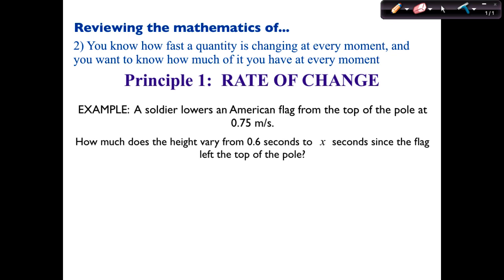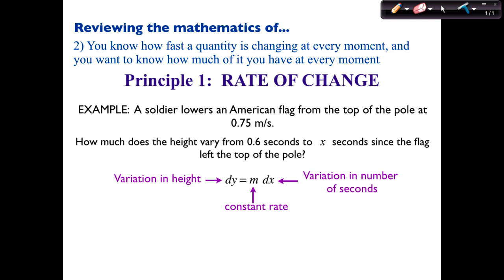Right, it's the variation from 0.6 to x. So dx would equal x minus 0.6, right? There's our variation height, our constant rate. Our variation in the number of seconds is x minus 0.6. Given any value of x, we can subtract 0.6, and that will be the current variation dx.